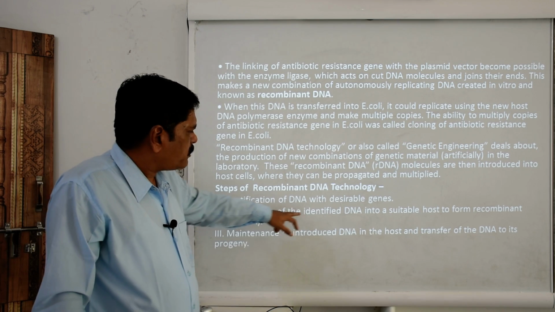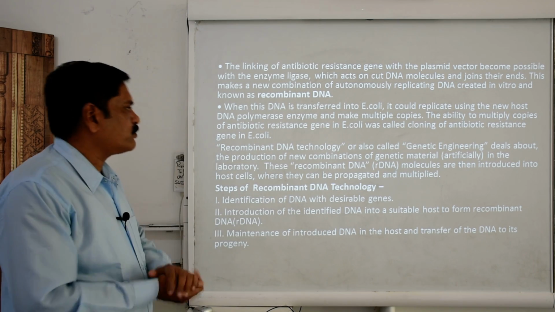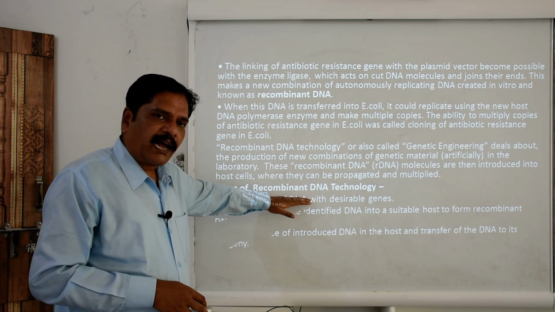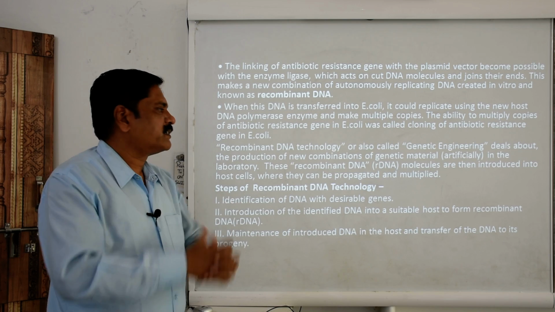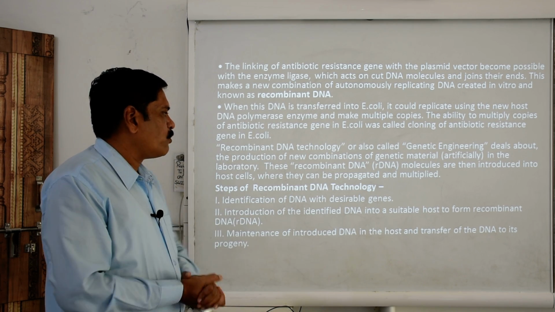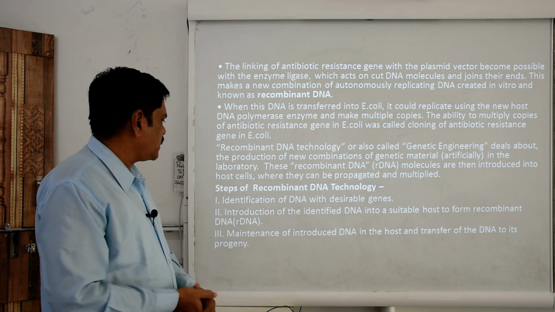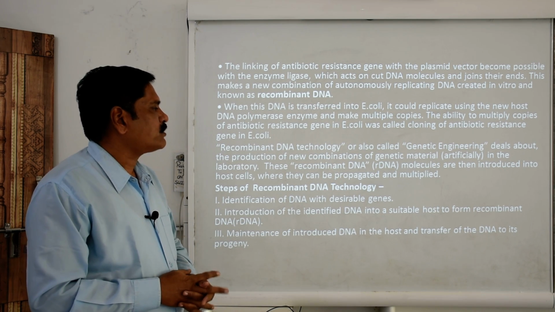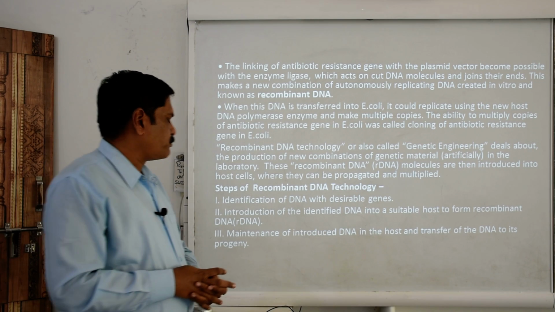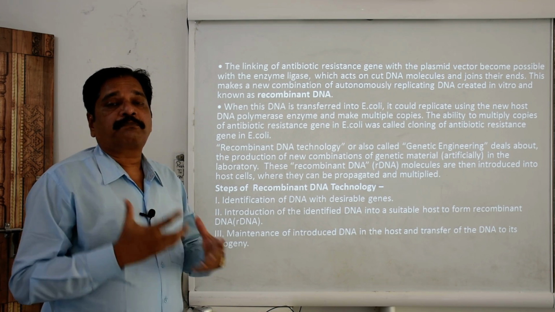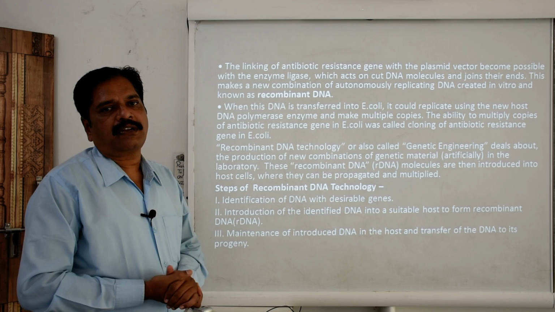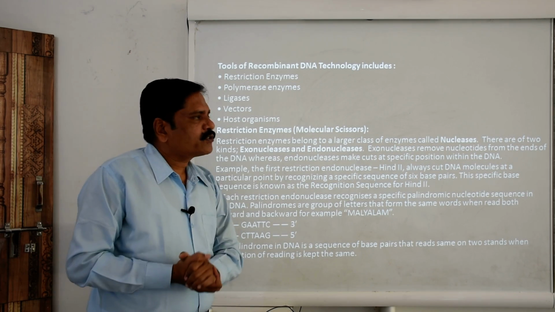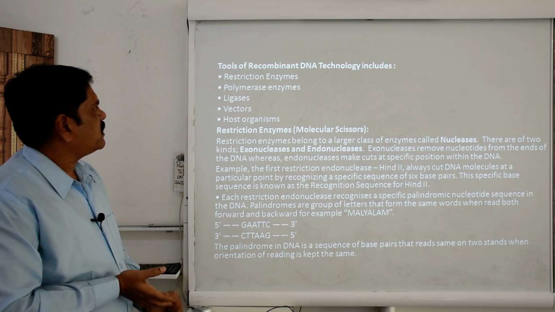Then the introduction of the identified DNA into a suitable host to form the recombinant DNA. So this desired DNA needs to attach with a suitable host to form this recombinant DNA. And then the maintenance of the introduced DNA in the host and transfer of the DNA to its progeny. So this is the production and transfer to the next generation. Clear? Now, what are the tools actually needed for recombinant DNA technology?